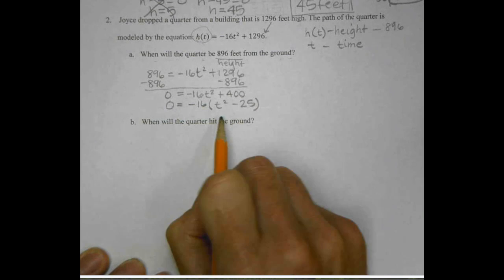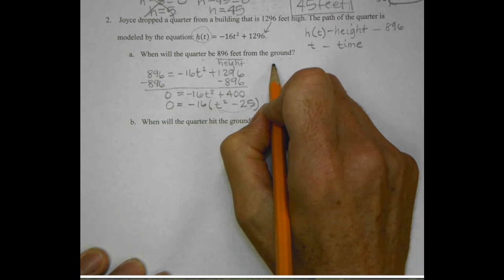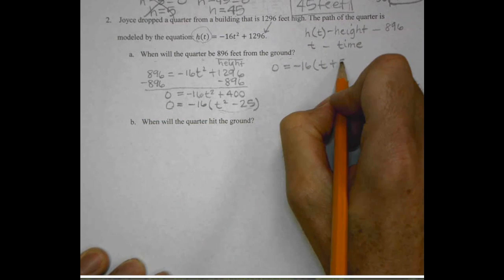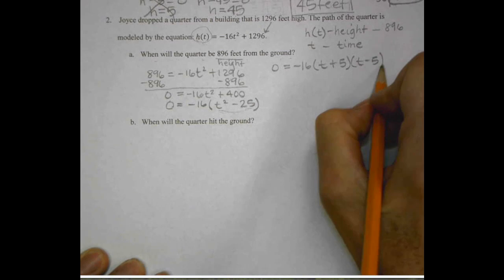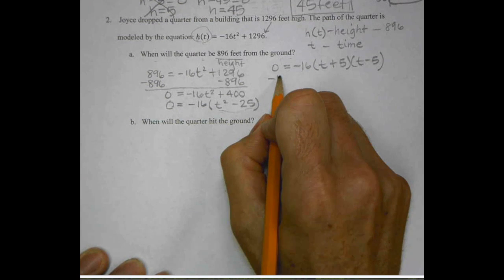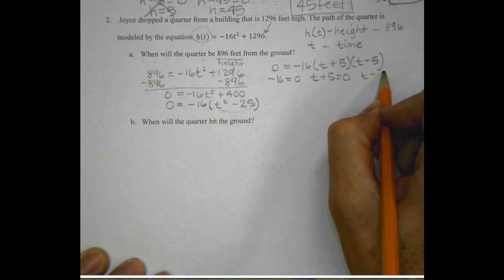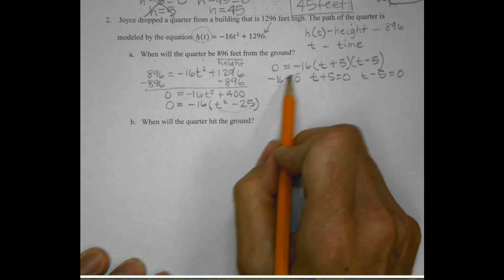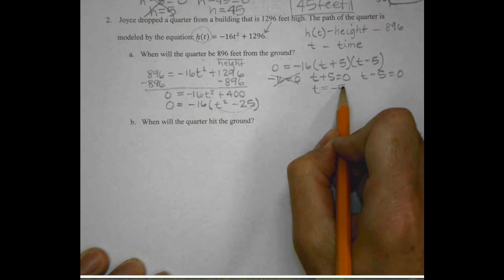And then I want to factor inside the parentheses here, and that is a difference of squares, so it'll be 0 equals negative 16 times the quantity t plus 5. I have to take what times itself equals 25, and t minus 5. Then I can set each of those factors equal to 0. T plus 5 equals 0, and t minus 5 equals 0. Because there's no variable here, this one is just garbage and I can't do anything with it. This one I can solve for t, and it'll be a negative 5.